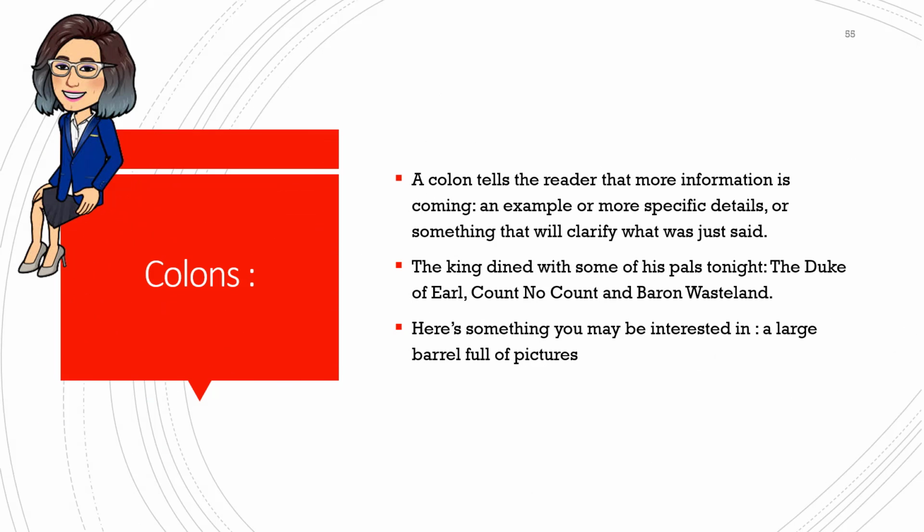A colon tells the reader that more information is coming. In other words, when you have a colon, it means that you're listing things. So the king dined with some of his pals tonight. And then you list who it was that he dined with: the Duke of Earl, Count No Count, and Baron Wasteland. That's very funny. But anyway, when you have a colon, it's a list of things.